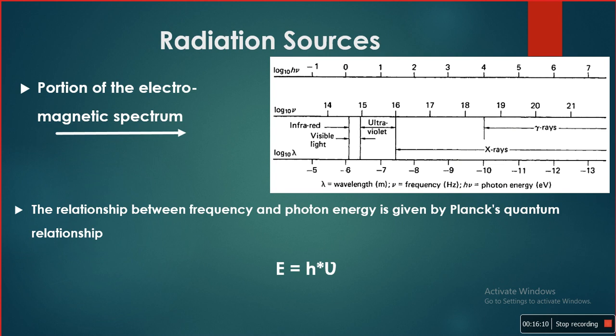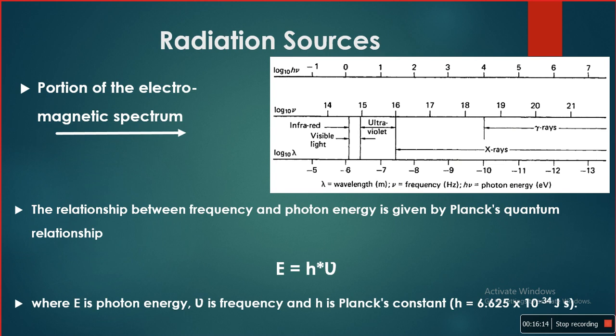So in this relation, E is equal to h nu, where E is photon energy, that is the product of h and nu, nu is frequency and h is the Planck constant, and the value of the Planck constant is 6.625 into 10 raised to minus 34 joule second. So keep these values and this relation in mind, because this relation gives us the amount of photon energy.